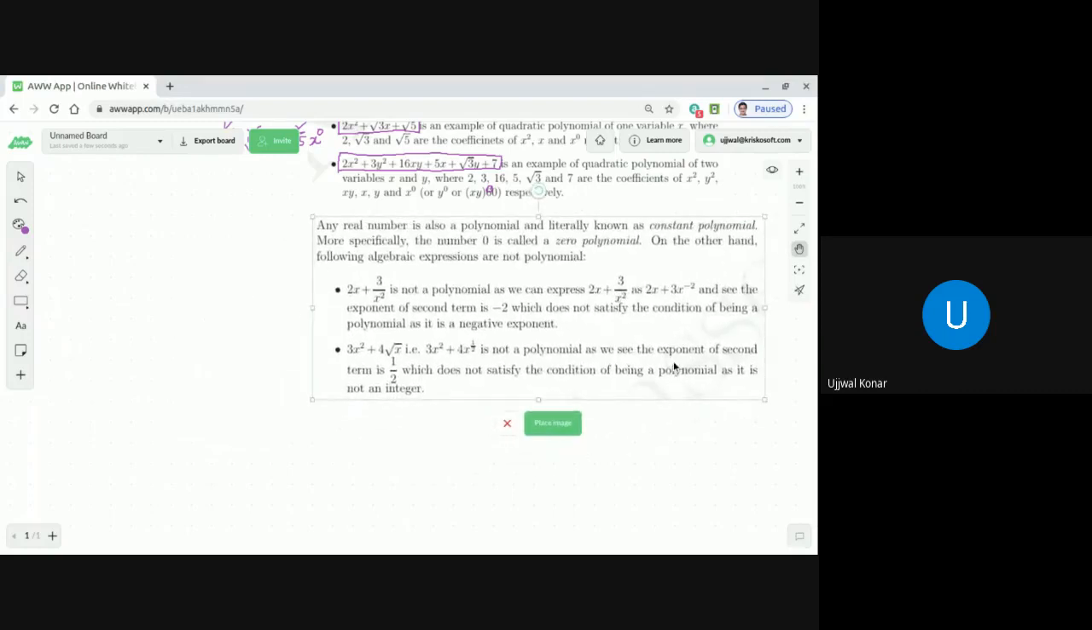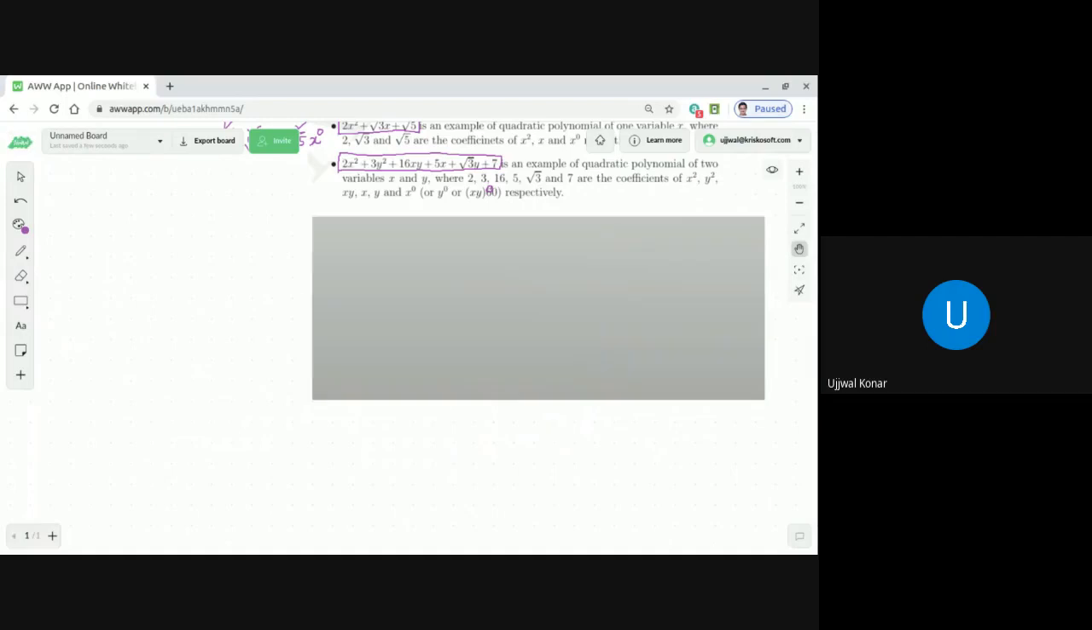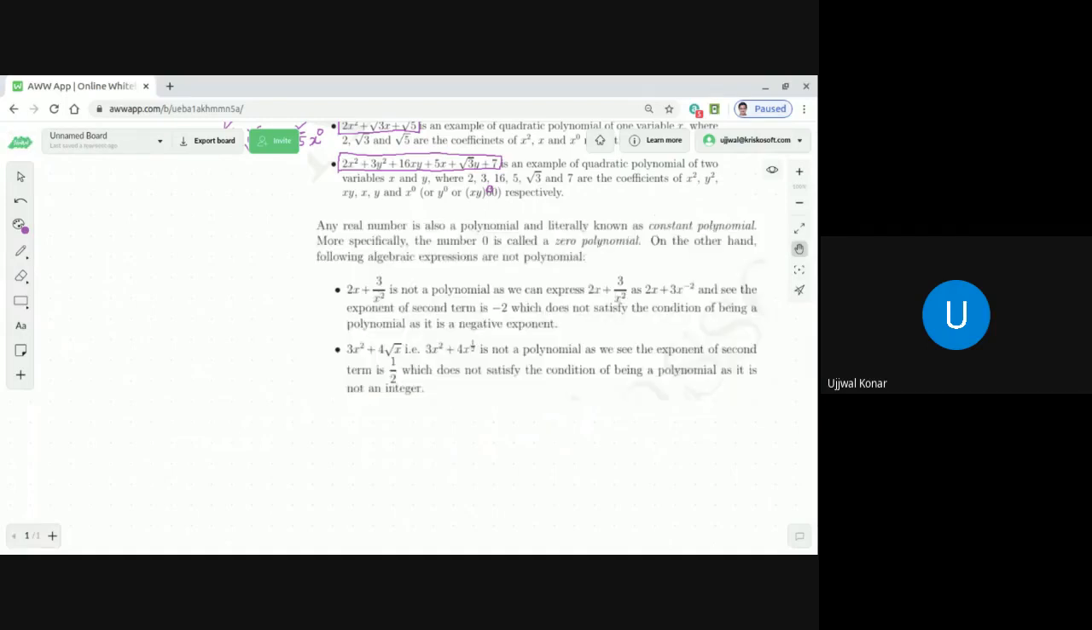So now what I was telling dear students is that any real number is also a polynomial, and it is known as a constant polynomial. For example, if we have a real number 5, 5 is a polynomial, and it is a constant polynomial.